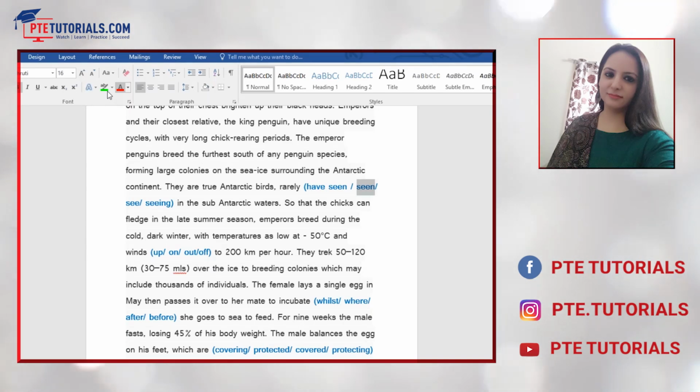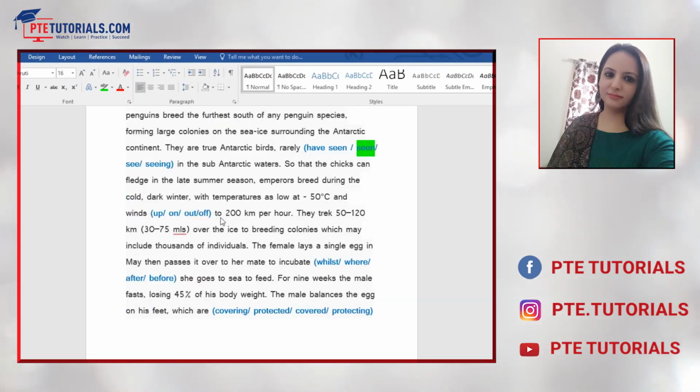The paragraph is telling you the female lays a single egg in May, then passes it over to her male to incubate. Incubate means to provide the heat to the laid eggs. Male is doing that job, and she goes to sea to feed. Where is she going? She's going to the sea to feed them all. So which word will be suiting here?